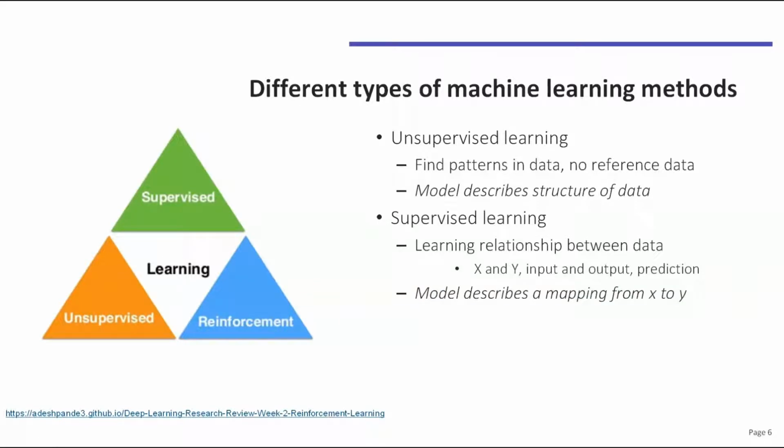Another type of machine learning methods is what we call supervised learning. And now we have two sets or two parts of data, one which we call the input X and one which we call the output Y. And the goal here is to somehow learn the knowledge or build a knowledge model that can describe this mapping from X to Y. So how do we get to the output Y from the input X?